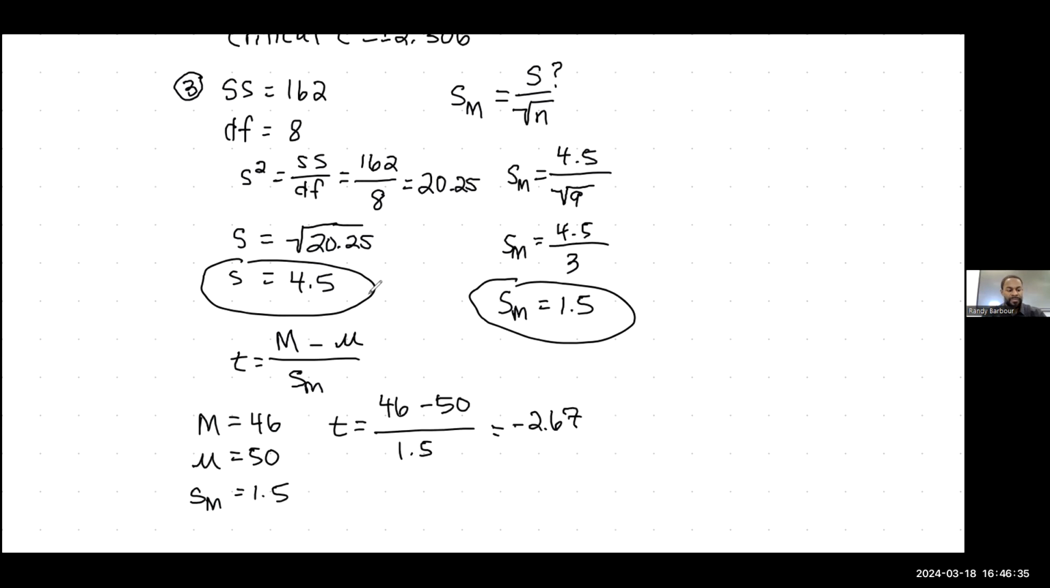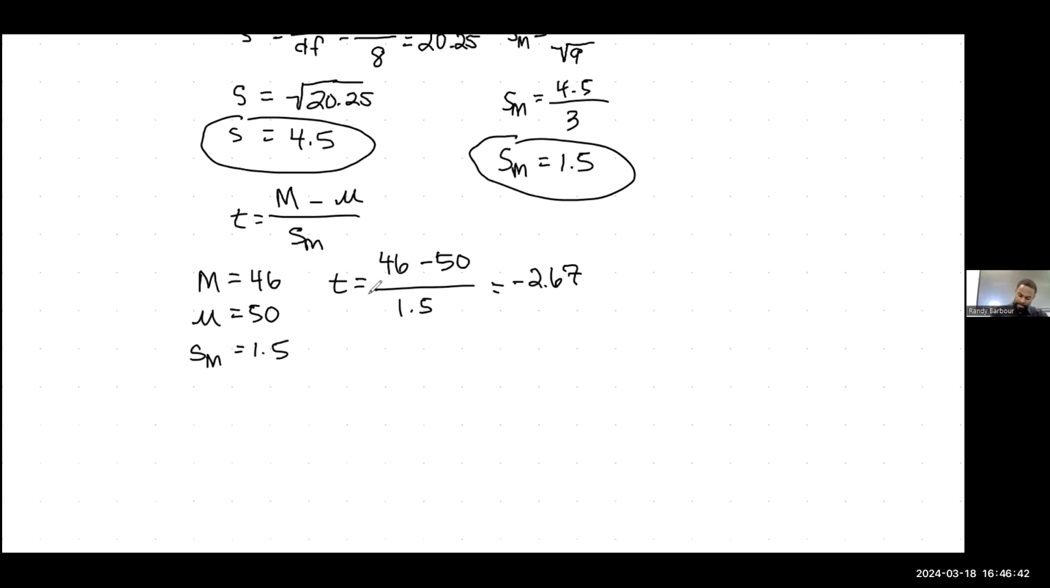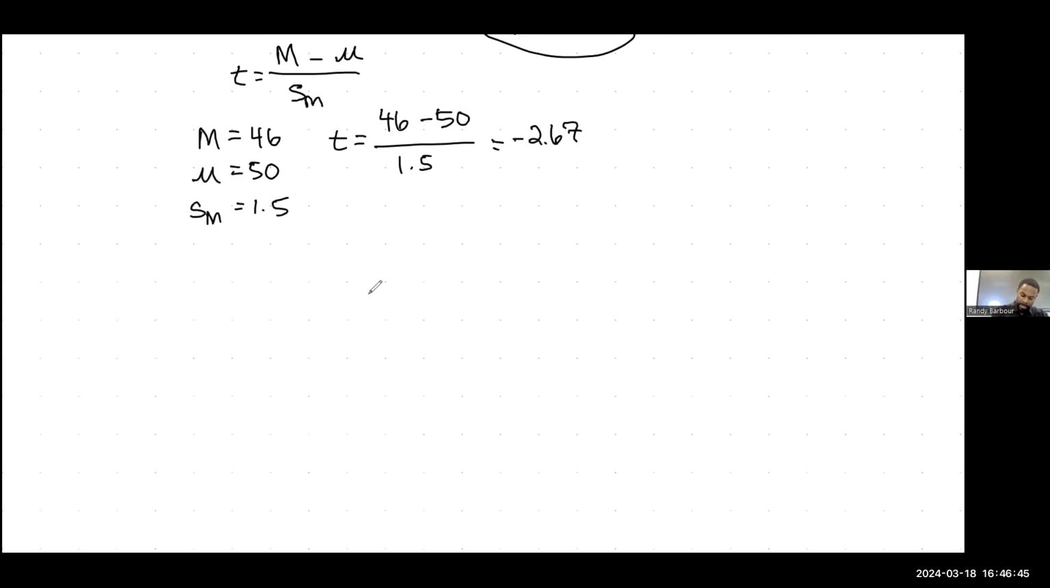All right. Given this information, I'm going to slide down and make my decision. So my decision should be, I have my critical t equals 2.306. My actual t value that I got was -2.67, and it's plus or minus. So to make a decision, I have to compare this value to this value.